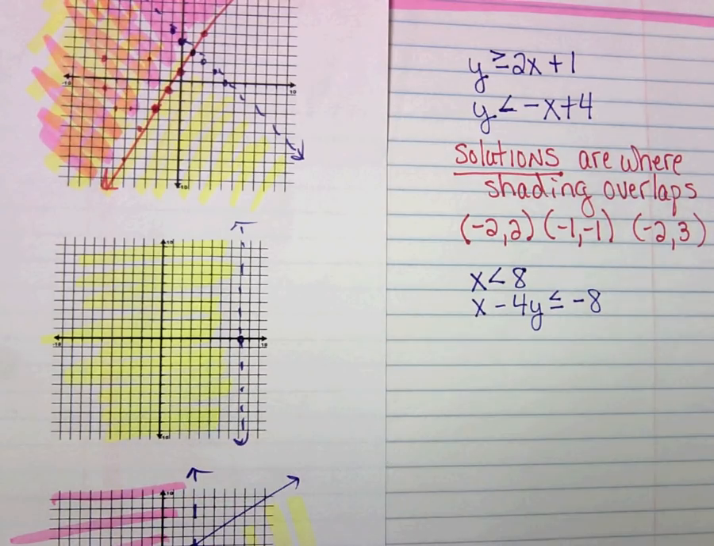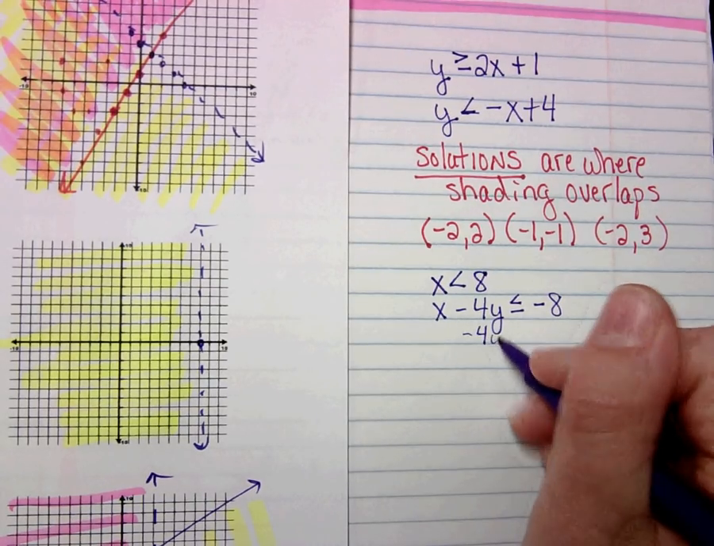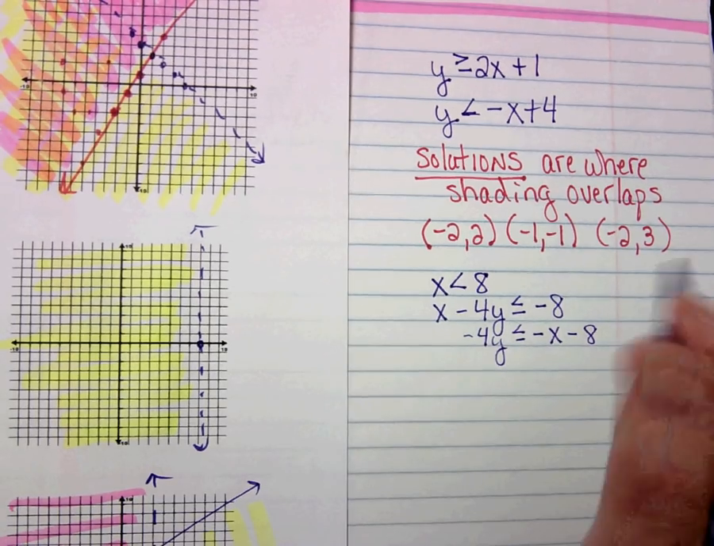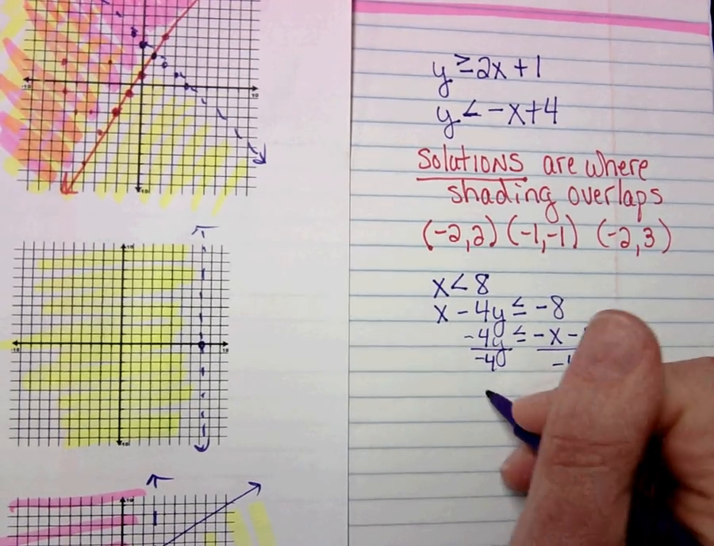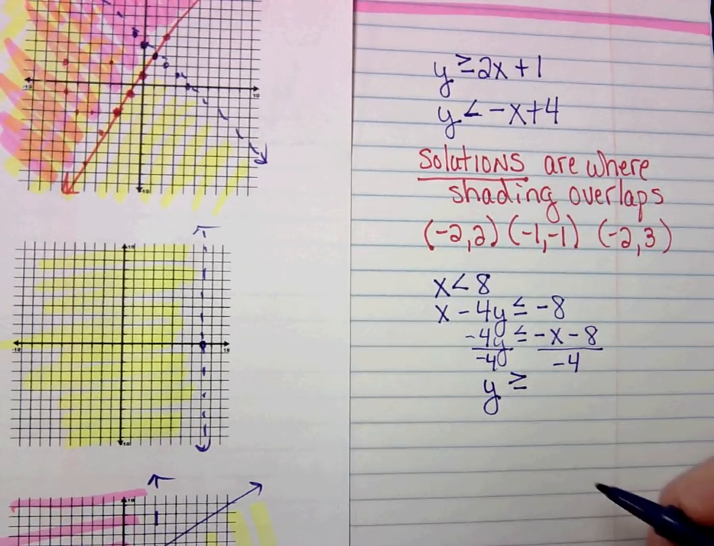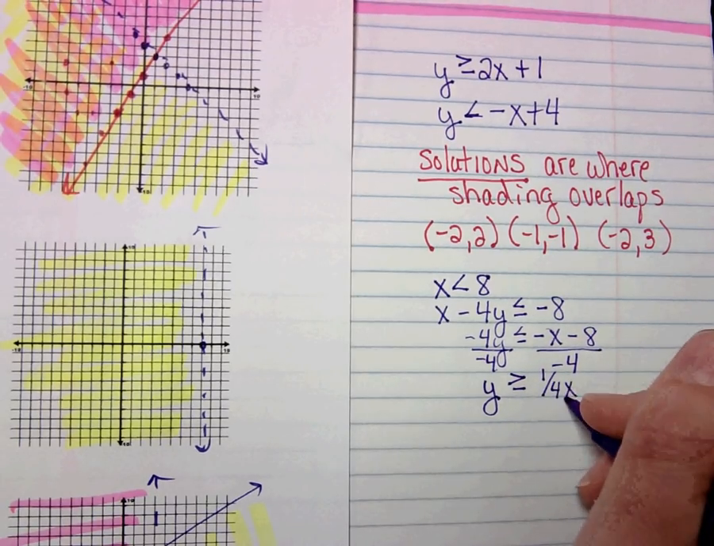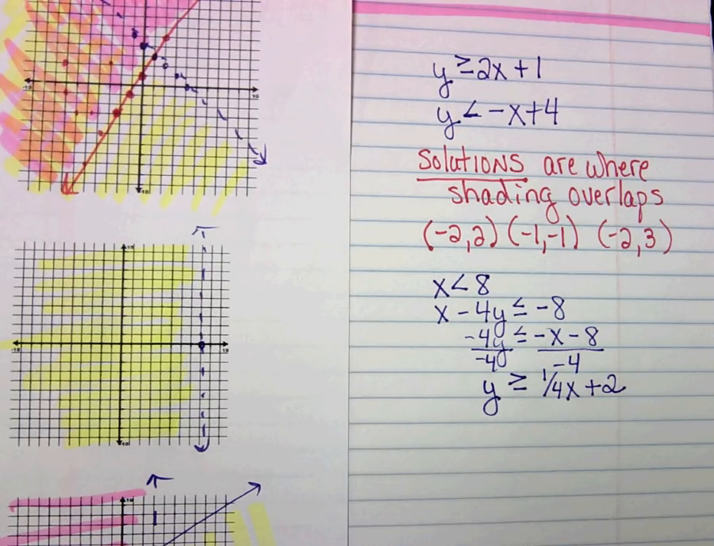Now the second one is in standard form right now. It is not in slope-intercept form, so we need to take a minute and put this in slope-intercept form. So I subtracted x. Now I'm going to divide everything by negative 4. Because we divided by a negative, I have to flip the inequality symbol. Remember, this right here would be 1/4 x plus 2. Sometimes those are a little bit tricky for us.